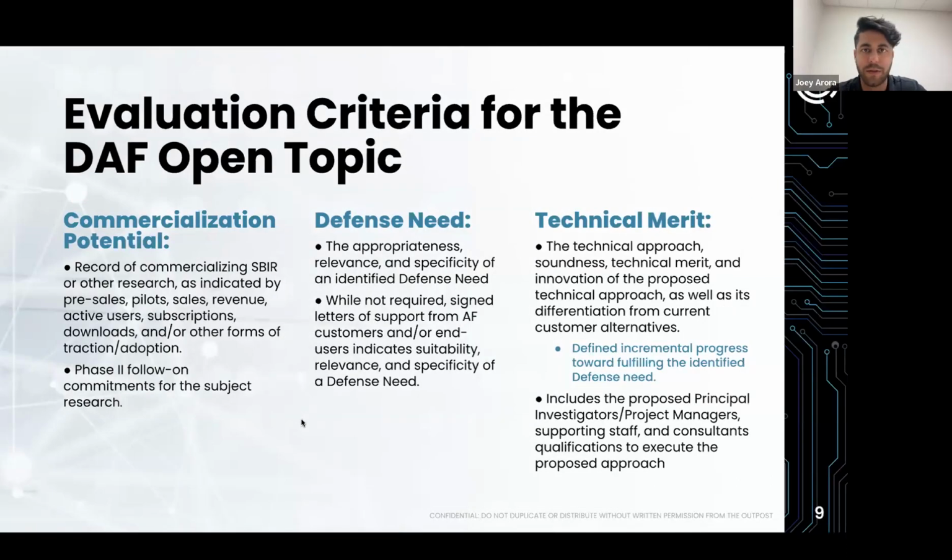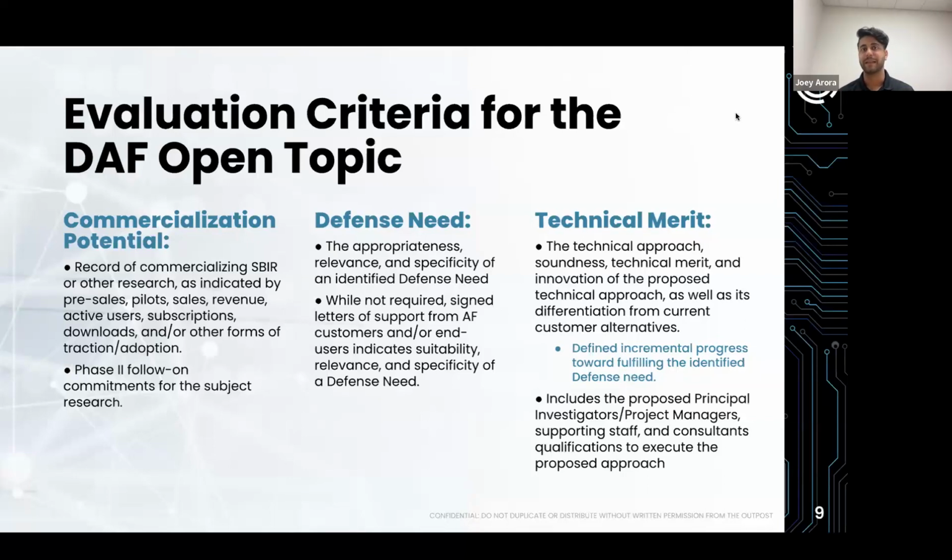All right, so what are those three key things you should be thinking about when you're building out your 25-page slide deck? They are commercialization potential, defense need, and technical merit. What is commercialization potential? Commercialization potential is about the history of your business and how they are selling commercially. So what are your pre-sales? What is your traction in the market? What are your active users? What subscriptions do you have? So when you're looking at commercialization potential, you want to make sure that you're being very clear in articulating the revenue and the traction that you have in the commercial space.